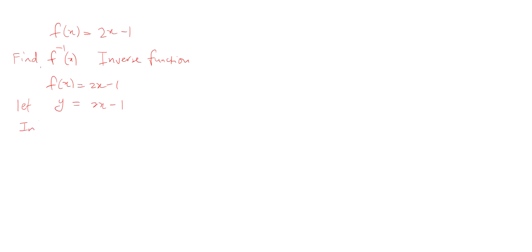So we're going to interchange x and y. So anywhere we see y, we put x, and anywhere we see x, we put y. So we end up with x is equal to 2y minus 1. And what we have to do now is to make y the subject of the formula. So I can write this as 2y minus 1 is equal to x.